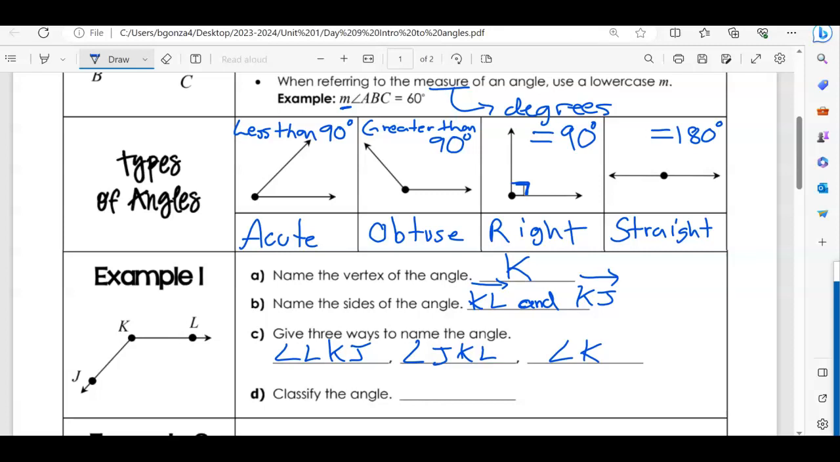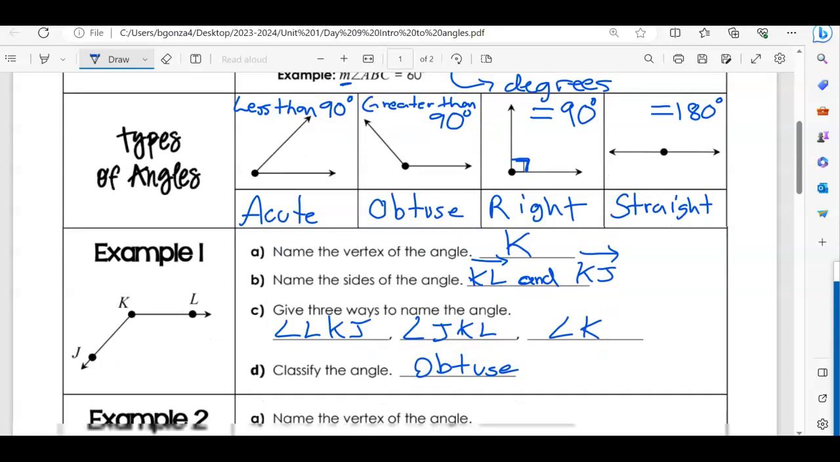Now, letter D here, classify the angle. Is this greater than, less than, or equal to 90? What do you think? It's wider, greater than 90. So what do you call that? Like we know up here, we call that obtuse. Larger, okay?